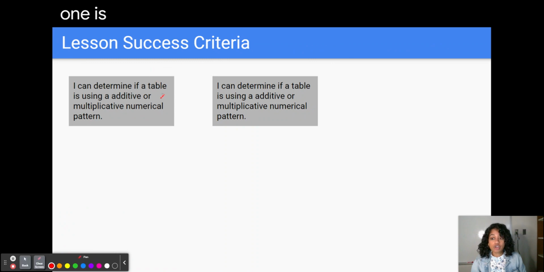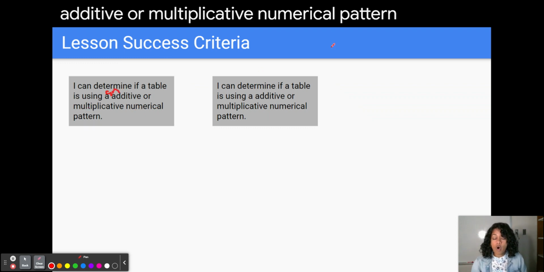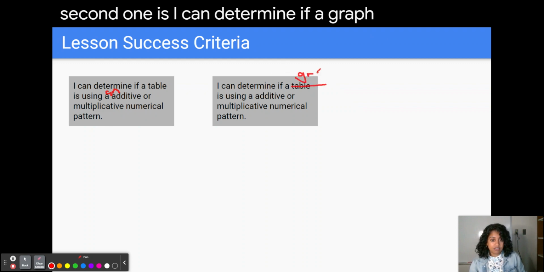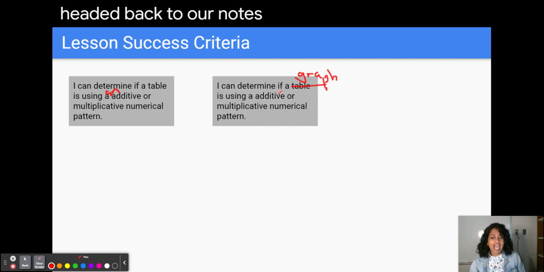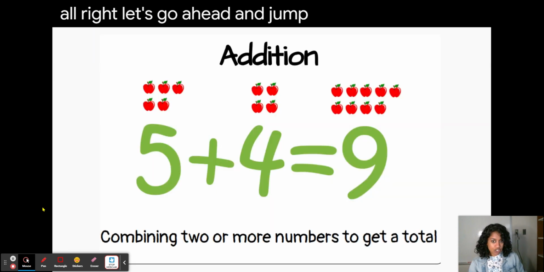Our first one is we can determine if a table is using an additive or multiplicative numerical pattern. The second one is I can determine if a graph is using an additive or a multiplicative numerical pattern. All right, let's go ahead and jump into our vocabulary.